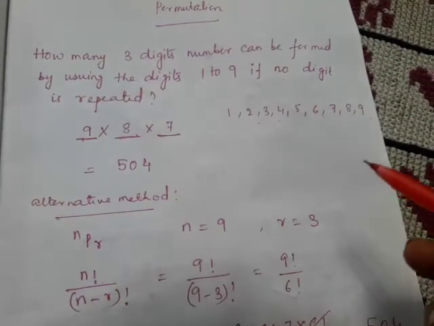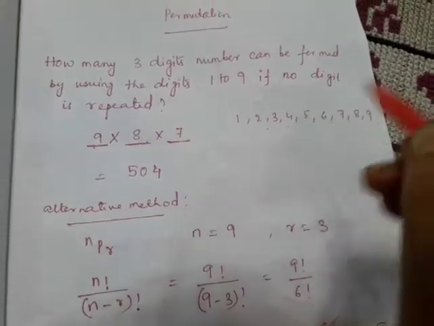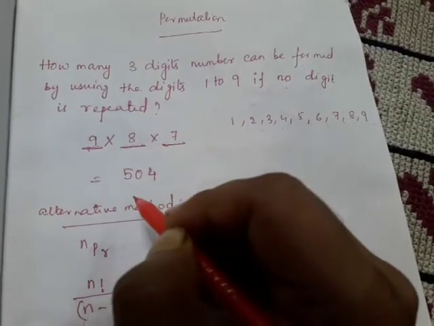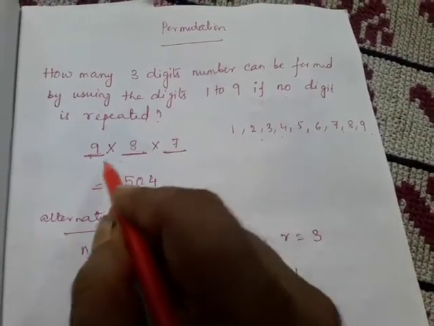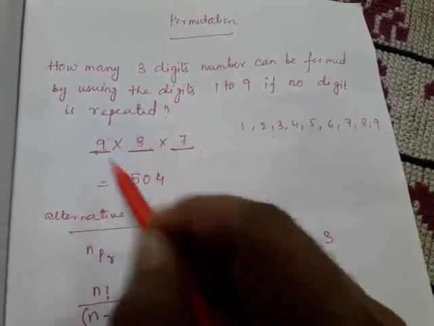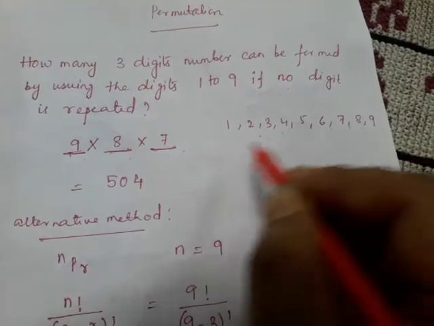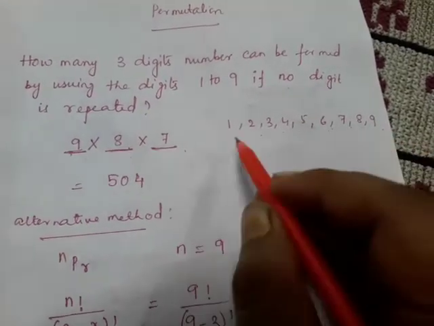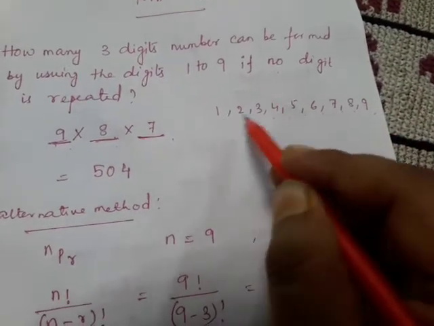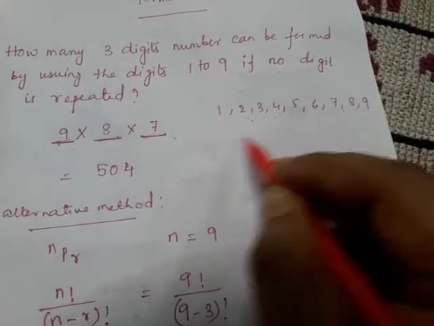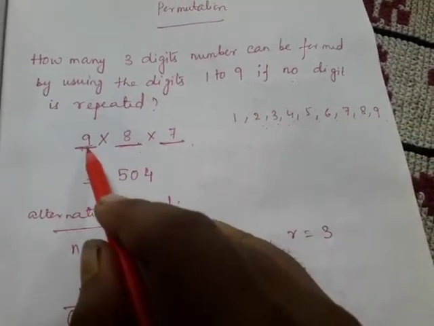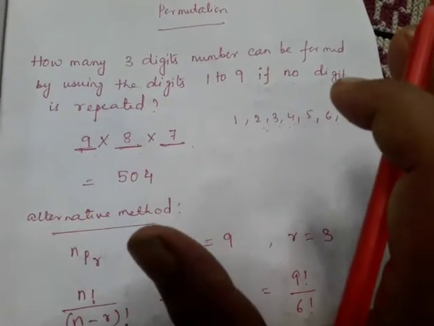There are two techniques of solving this type of sums. Now see the first technique. You will draw 3 dashes like this, because you have to form a 3 digit number. How many possibilities are there in your hand? You have these numbers, because you are going to form this 3 digit number from these numbers only. So you have 1 2 3 4 5 6 7 8 9. You have 9 options, so any number out of these 9 options you can put here.